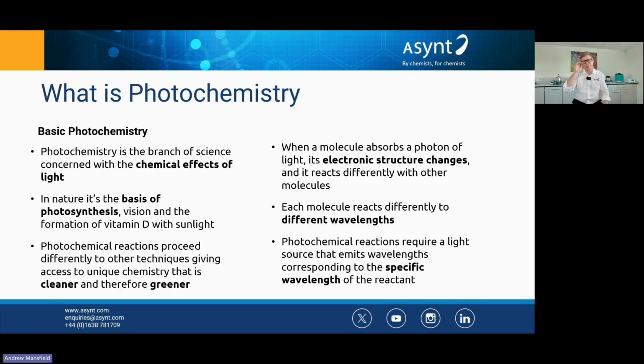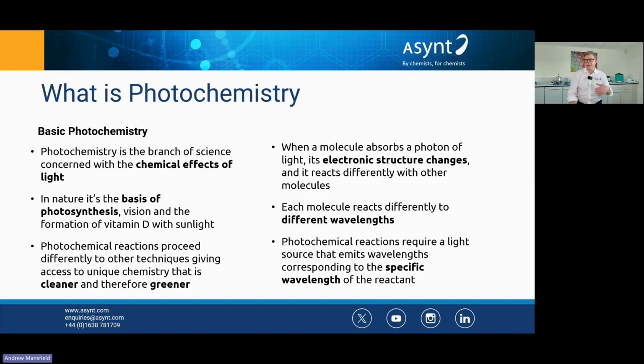If you're not familiar with photochemistry, it's the branch of science that's concerned with the chemical effects of light, as it says in the title. In nature, it's the basis of photosynthesis, really life itself. We use photochemistry to see, and in the formation of vitamin D from sunlight on our skin. So it's everywhere.